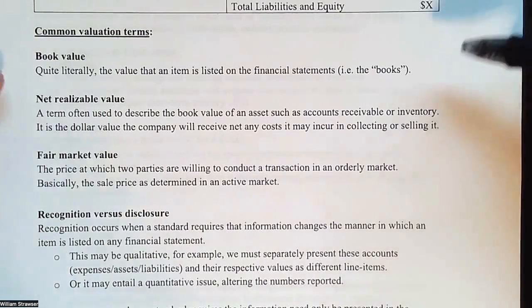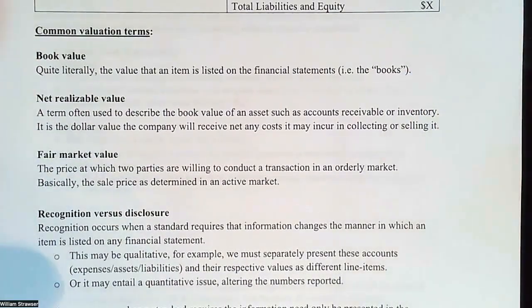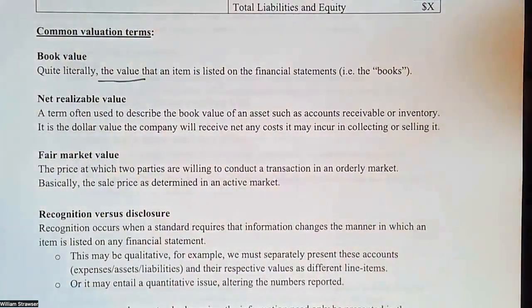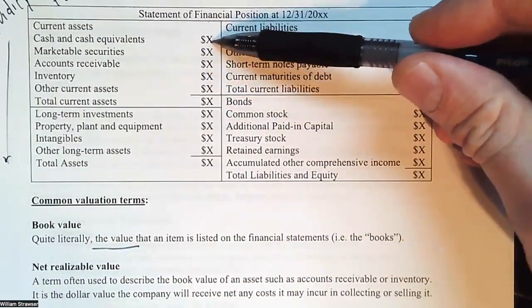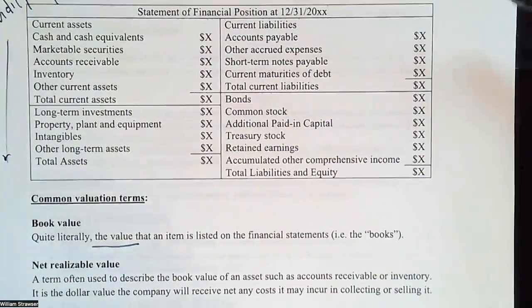So book value will be something I say a lot in class. And it's just quite literally, what is the dollar value that is listed on the financial statement? So what is the value that we find when we look at the company's books, right? You can replace books with financial statements. That's what book value means. So when I say book value, it's referring to these dollar amounts that we would find on the balance sheet.